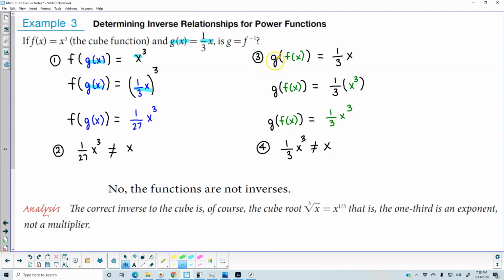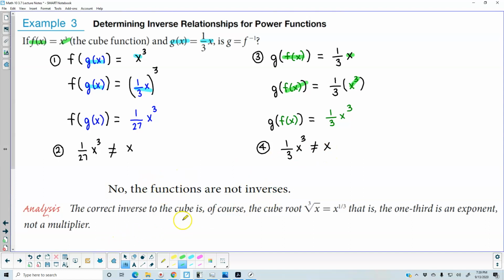So we want to find g of f of x, which is equal to 1/3 x. That means f of x now becomes the input for x. So we're plugging in x cubed for x, and we have 1/3 times x cubed. So g of f of x is equal to 1/3 x cubed. And therefore, 1/3 x cubed does not equal x. So we can see that these functions are not inverses.